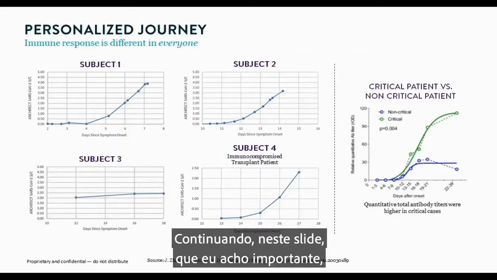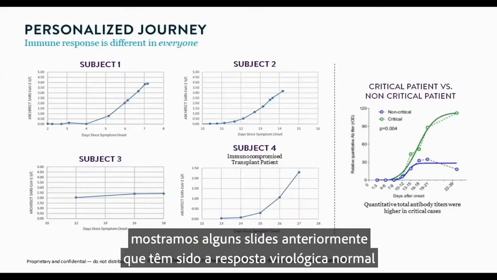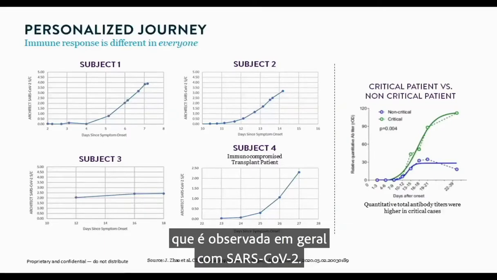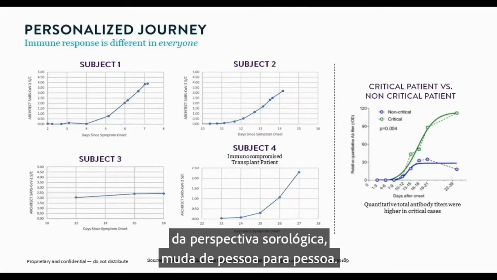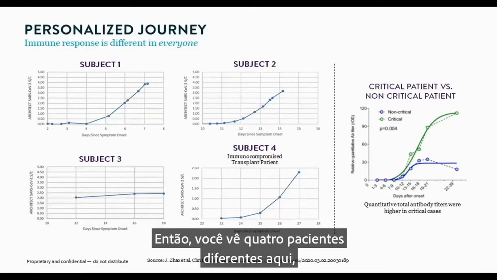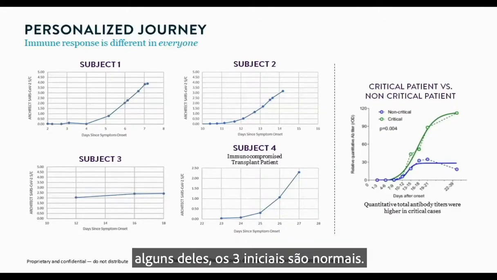Moving on to this slide, I think what's important, we showed some slides previously that had the normal virological response, what we're seeing in general with SARS-CoV-2, but this slide really illustrates that it's a personal journey, and it will, from a serological perspective, change person to person. So you see 4 different subjects here. Some of them, the initial 3, are more normal.